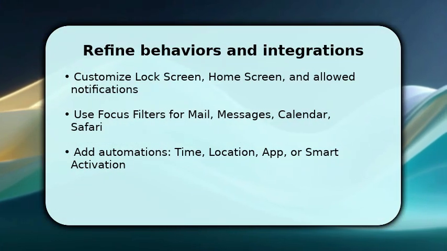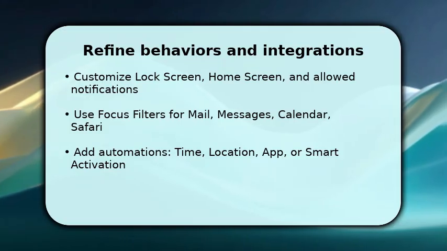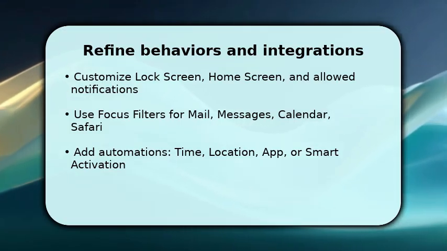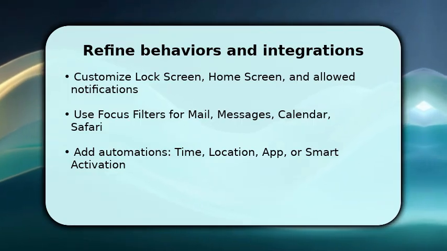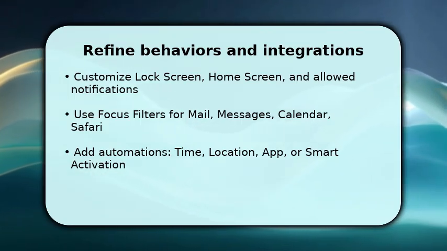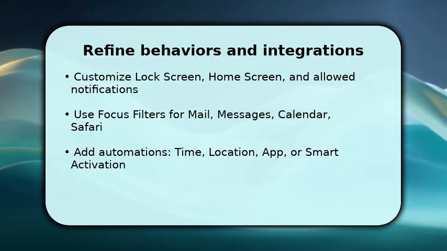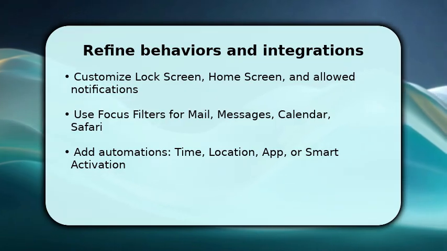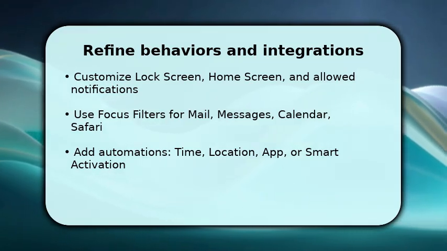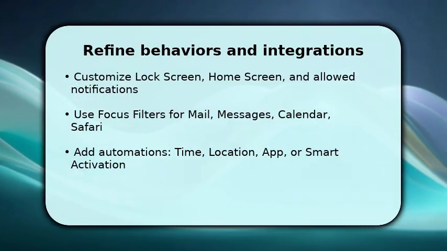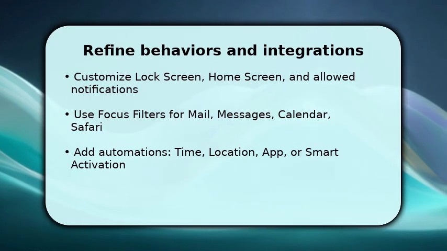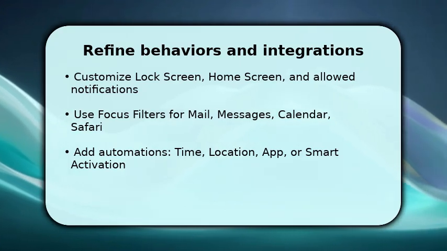Next, refine how focus behaves. You'll pick which lock screen and home screen appear when focus is active and limit which apps can send banners or sounds. Use focus filters to silence specific mail accounts, message threads, calendars, or Safari tab groups. This controls data flow rather than global settings. Then set automations, time ranges, location-based triggers, or opening an app to activate focus without manual steps.